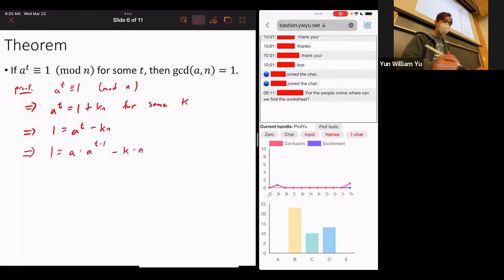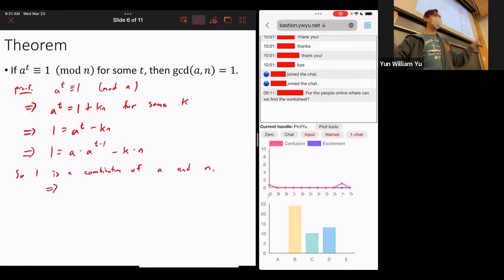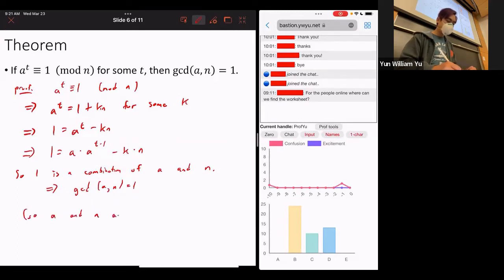So that's sort of a weird way of writing it, right? But we're breaking up the a to the t into a copy of a and then a copy of a to the t minus 1. But then now what you notice is that means that the 1 is a combination of a and n. But of course, if 1 is a combination of two numbers, then that means the greatest common divisor of those two numbers is equal to 1. So basically what we're saying is that a and n are relatively prime.